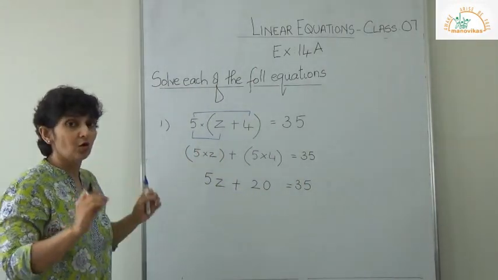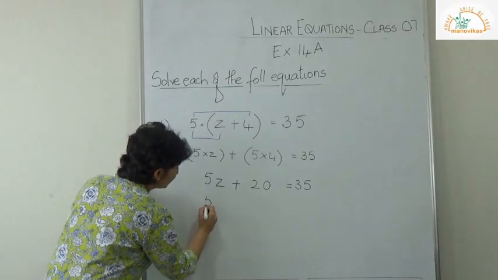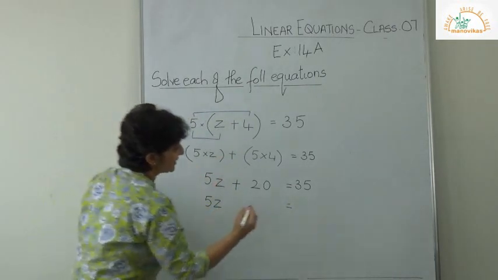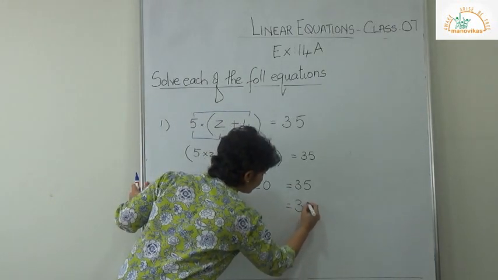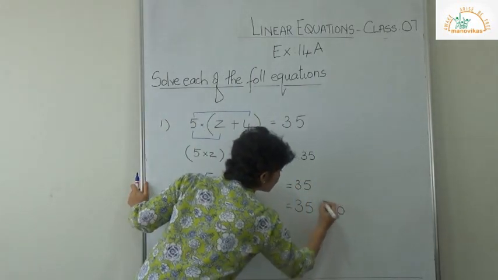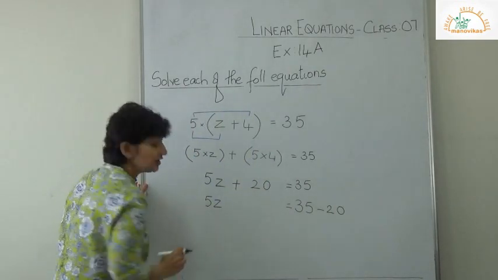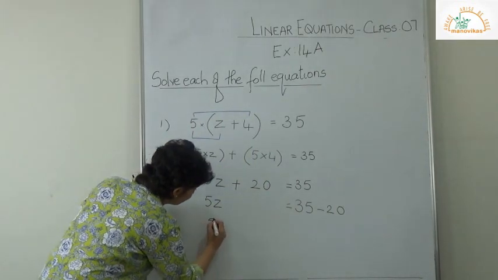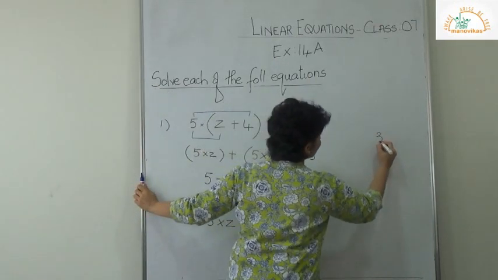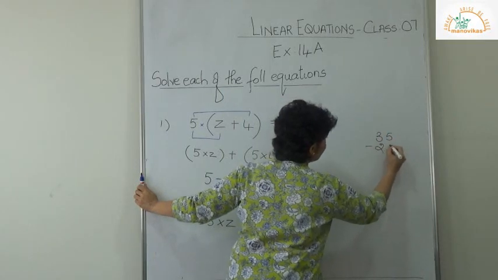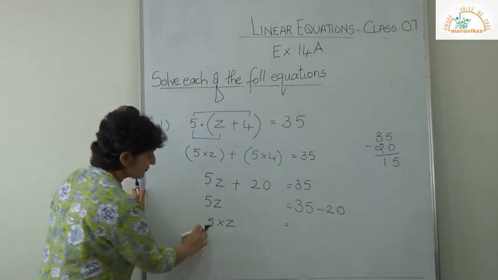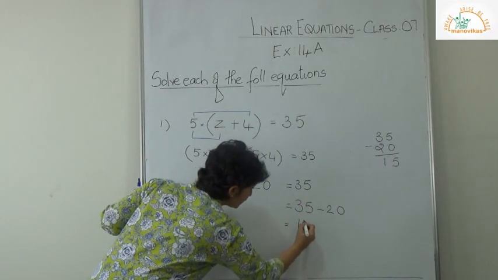Children, you know your algebra. So, let's bring the like terms together. 5z is equal to, let's bring the numbers together. 35. Now, plus 20, when I take that side, it becomes minus 20. Correct? What's the meaning of 5z? 5z means 5 into z. Correct? Then 35 minus 20 gives me what? Gives me 15. Is it right? So 5 into z is equal to 15.